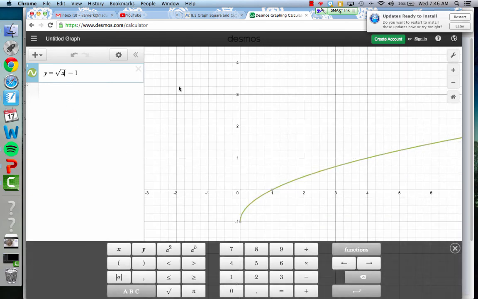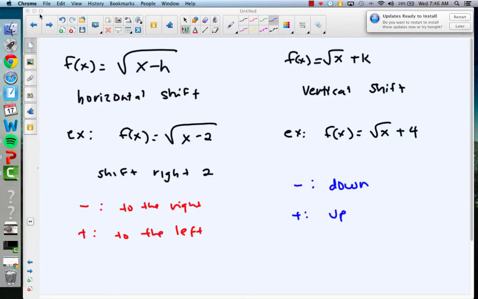And I can have a combination of both. Maybe I want it to shift down and to the right. So maybe I have -1 underneath, that means it shifts to the right, and -1 on the outside, that means it shifts down. So you're going to have multiple things. And maybe I want a vertical stretch by 3, so I put a 3 out in front, so now it's getting stretched vertically. Okay? So these are our basic functions.